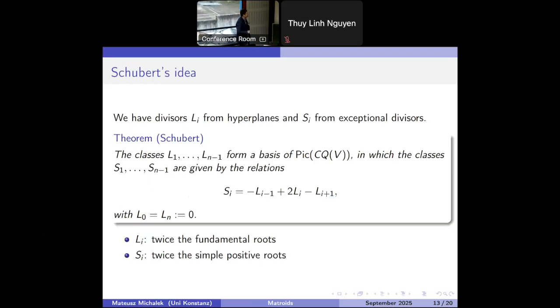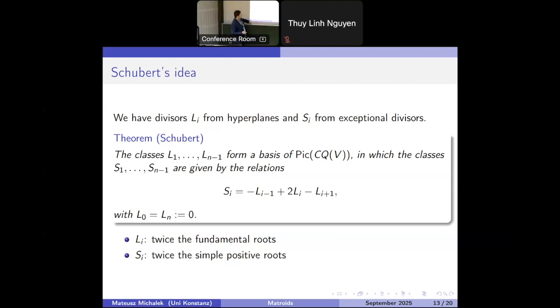Okay. So we have two types of divisors. We have the divisors that come from hyperplanes, but we also have in complete quadrics the divisors that come from rank I matrices. So in complete quadrics, rank I symmetric matrices form a codimension one set. This might be very counterintuitive.